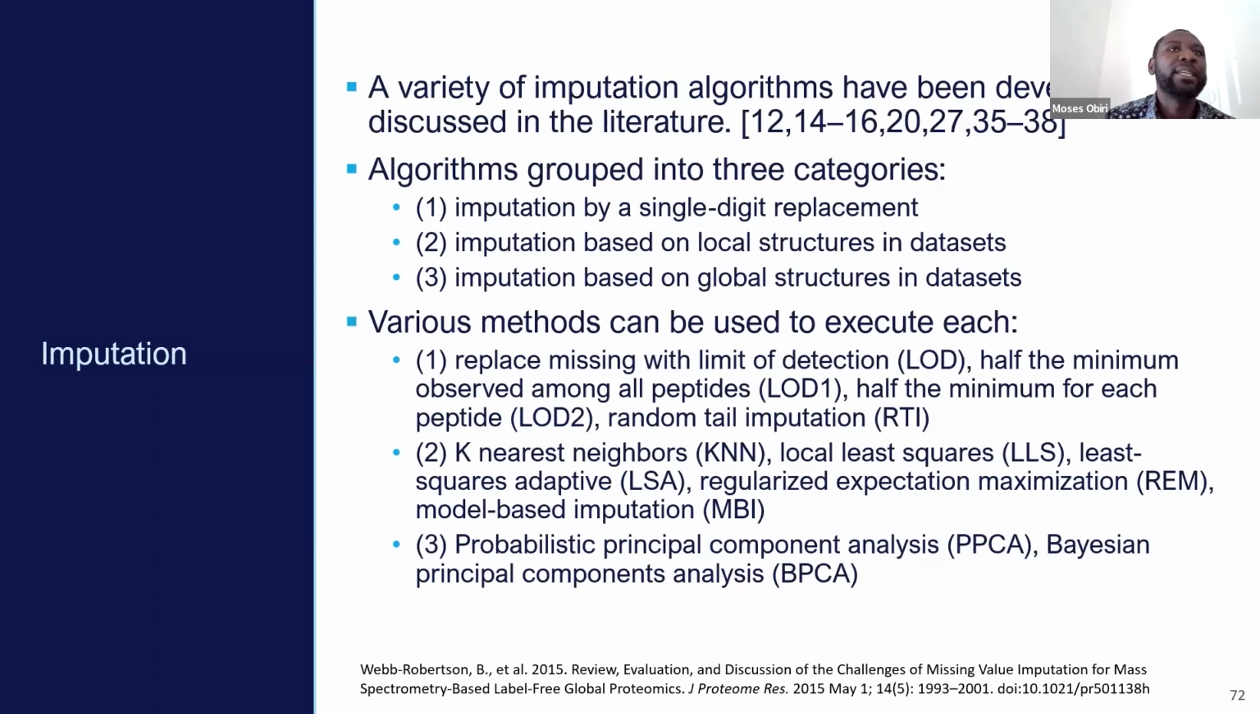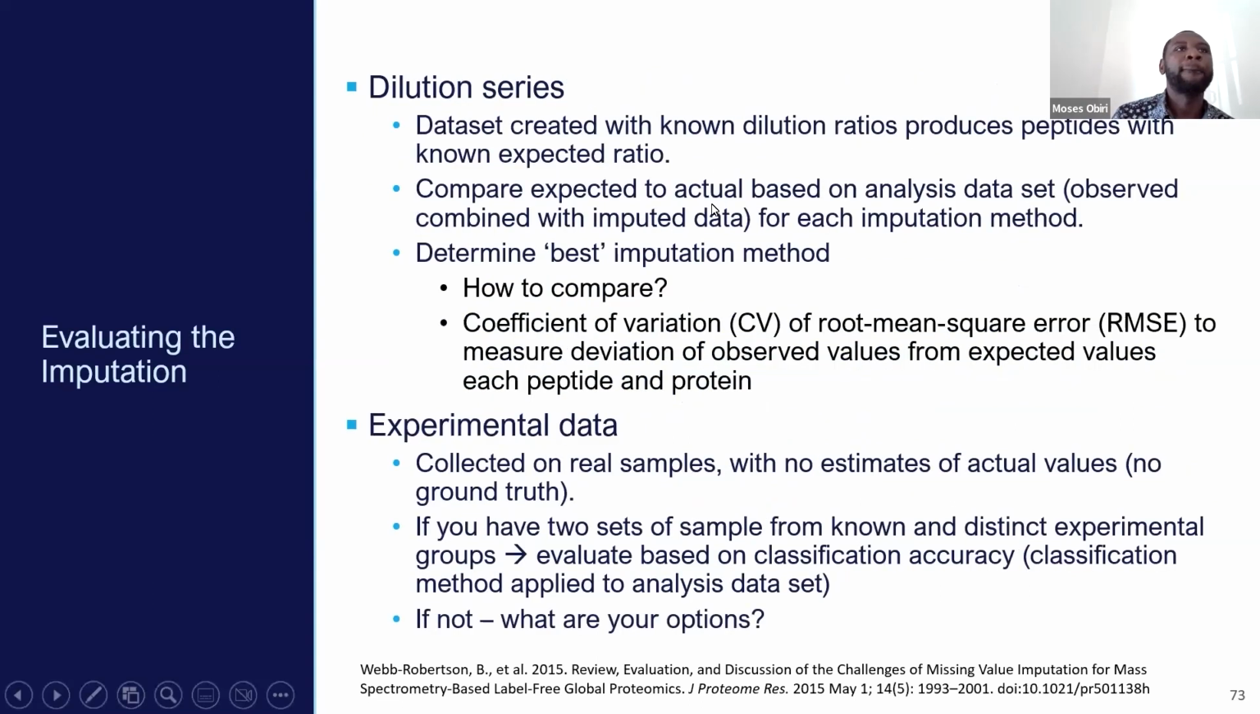The other group is imputation based on local structures in your data set. These methods include the k-nearest neighbors method, the local least squares method, the regularized expectation maximization method, and other model-based imputation methods. The last group includes imputation based on global structures in your data set. These methods include the common principal component analysis methods, like probabilistic principal component analysis and Bayesian principal component analysis.